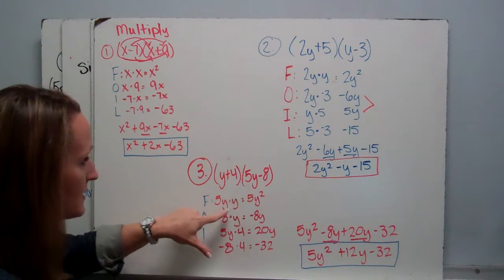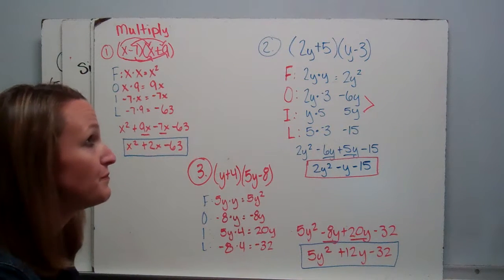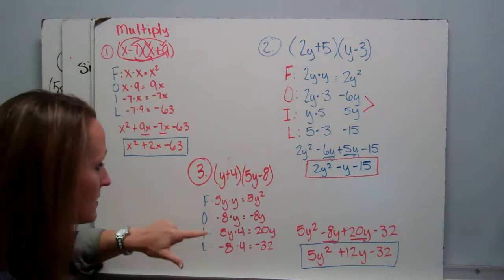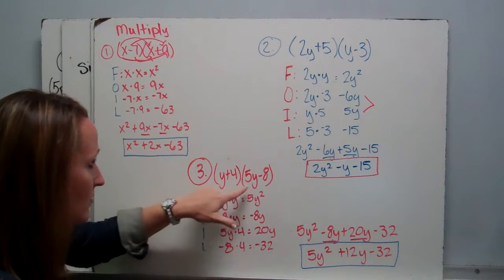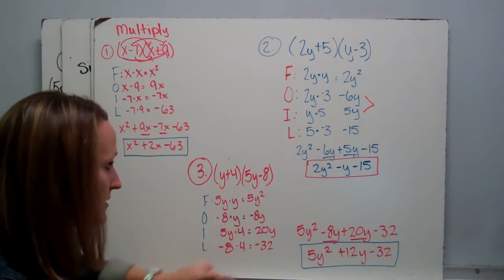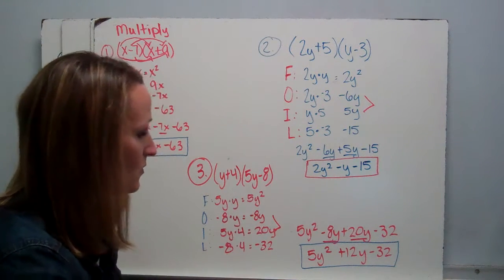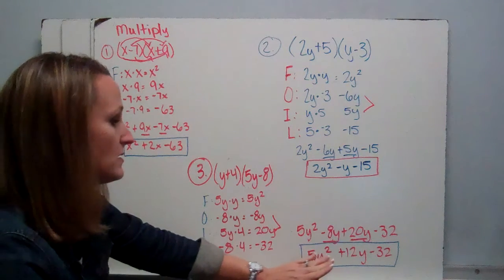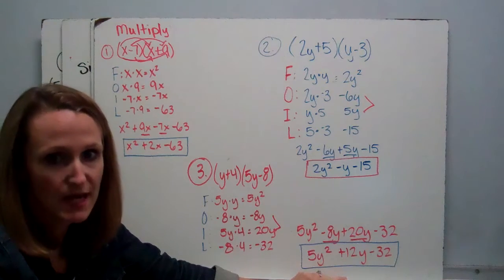Alright, one more. First, 5y times y. I went the other way, but that's okay because of the commutative property. 5y squared. Negative 8 times y gives you negative 8y. 5y times 4, 20y. Negative 8 times 4, negative 32. Combine your like terms. What do we get? 5y squared plus 12y minus 32. FOIL works every time.